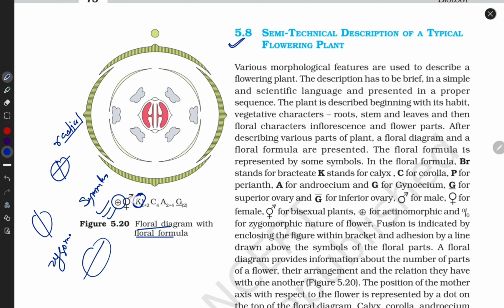And what is K symbolized? Calyx, guys. Sepals, the greenish leafy part. Remember, C means corolla. Petals, guys. Petals, the colorful part. A means androecium. G means gynoecium. This arrow down, this arrow up, this underline, they indicate their ovary locations.